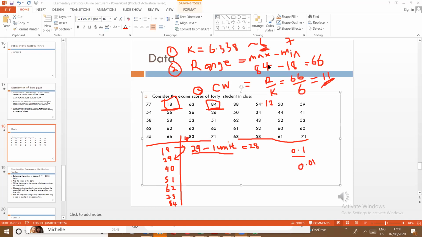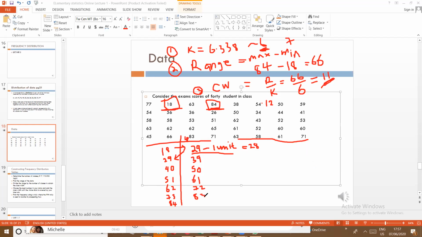Now let's continue. Like we said, to obtain the upper class limit for a class, you just subtract 1 from the lower limit of the next class. For this class, it's going to be 39. For the next class, it's going to be 50. For the next class, 61. Then 72. Next class is going to be 83.